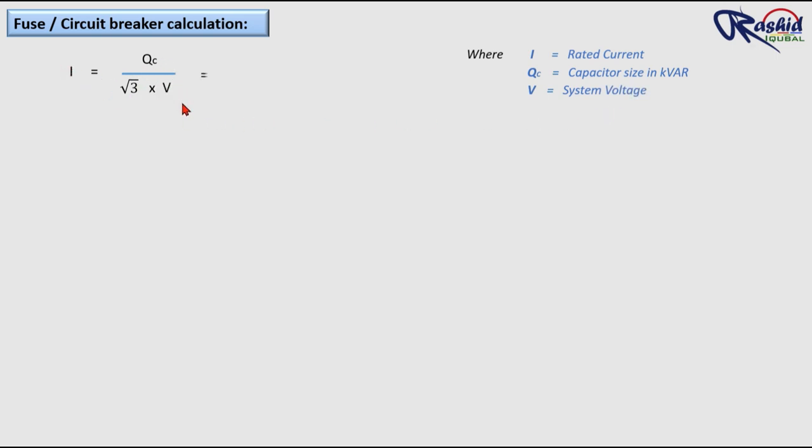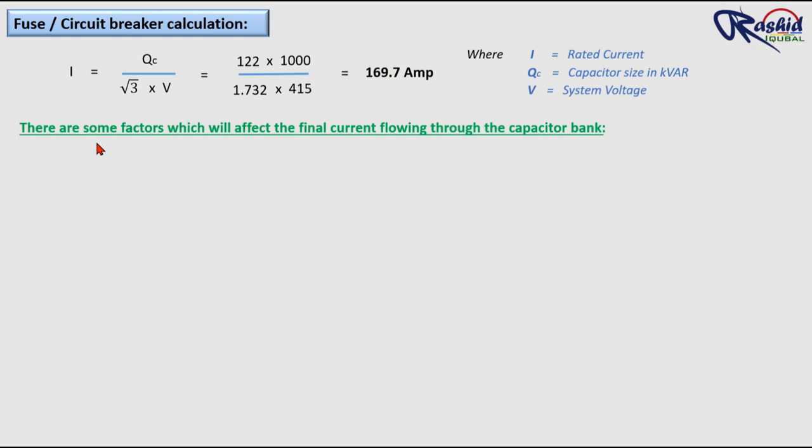So we can substitute the value of QC as we calculated, QC equal to 122 multiplied by 1000, because we need to convert into VAR. So this is the value of kilo. Now divided by 1.732, this is the value of root 3, and multiply by voltage, 415 volt. After solving this equation, we get 169.7 ampere. But there are some factors which will affect the final current flowing through the capacitor bank.